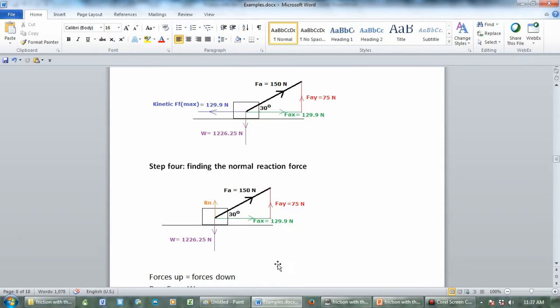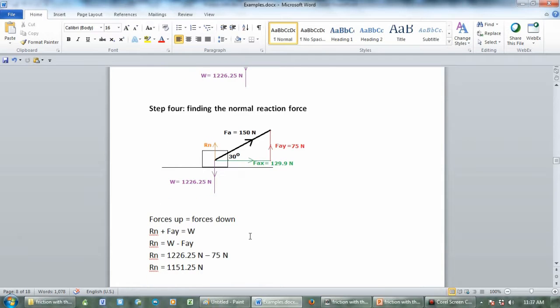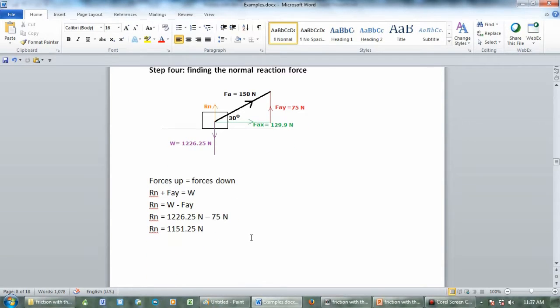Step 4. Finding the normal reaction force. Forces up equal forces down. Rn plus Fay equals W. Rn equals W minus Fay. Rn equals 1,226.25 newtons minus 75 newtons. Rn is 1,151.25 newtons.